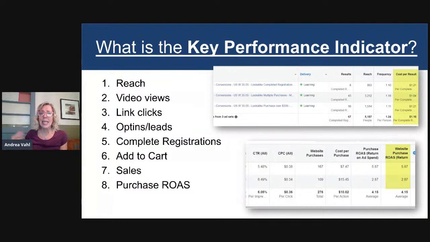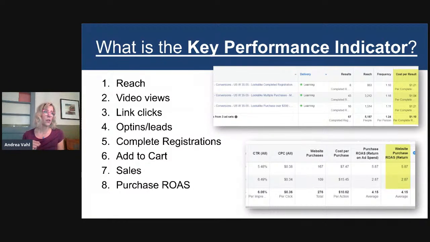So the easier things to get from Facebook are things like reach and video views. And those can be really, really cheap to get. But is that really truly what you want from your ads? You probably want the things that are closer to the bottom of this list. But it could be that you are looking for more of a brand visibility, and then maybe it is something like reach in that case.